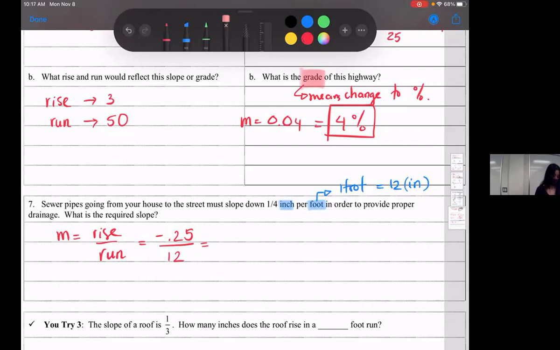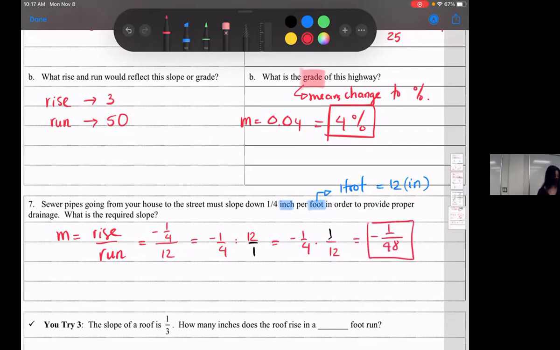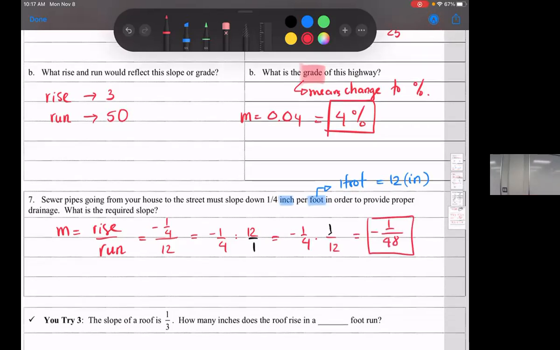Actually, hang on, let me give you 1/4 divided by 12 like this. Negative 1/4 divided by 12/1, which is negative 1/4 times 1/12, which is negative what? What's 4 times 12? 48. They're asking for grade, do they? No. Okay, so just leave it like that. If they don't ask for grade, then leave it as a fraction. Don't make it into decimals.